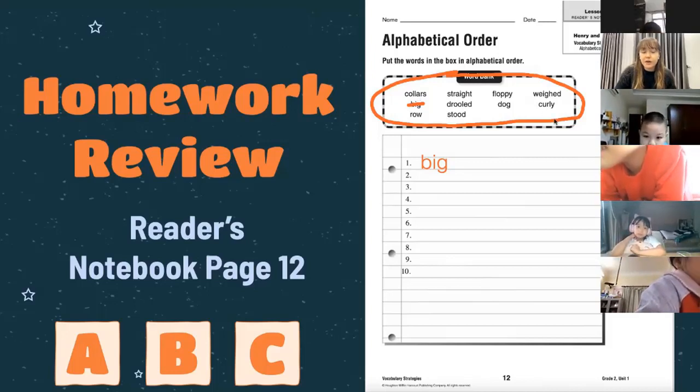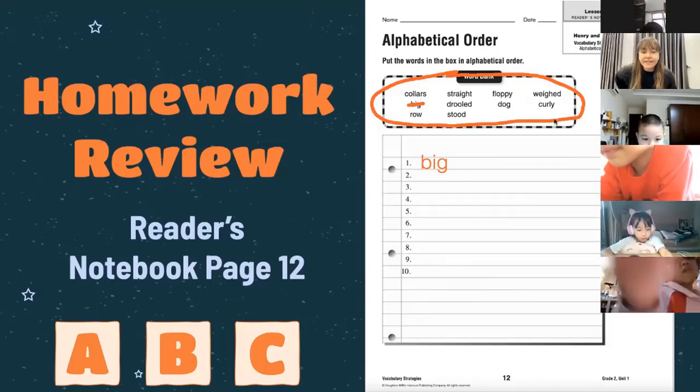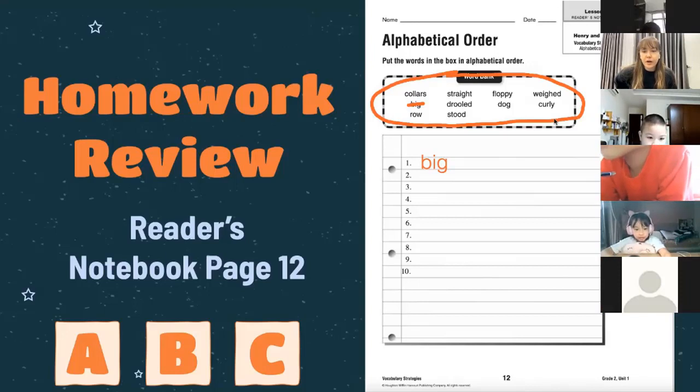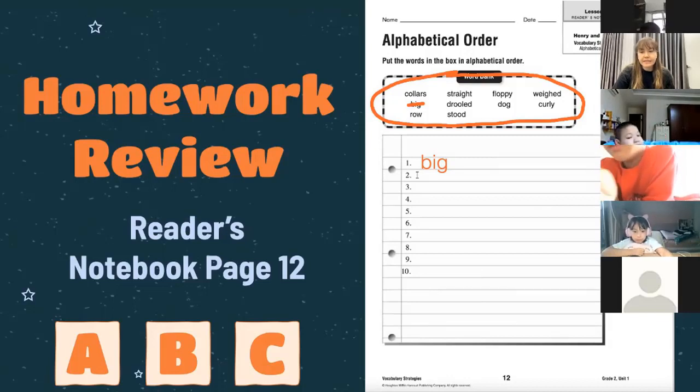So since both these words start with a C, let's look at the second letter in both of these words and see which one comes first. Does an O come first or does a U come first? Is an O before U? If we go through the alphabet, A, B, C, D, E, F, G, if you go all the way through it, is O before U? Yes. Yeah, O is before U.